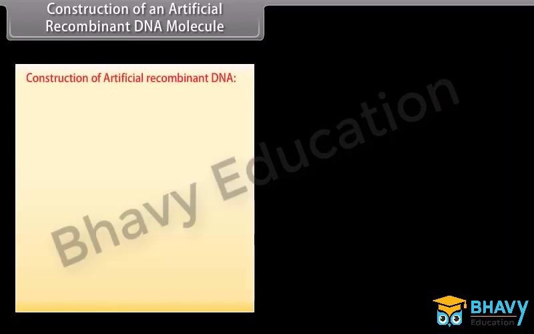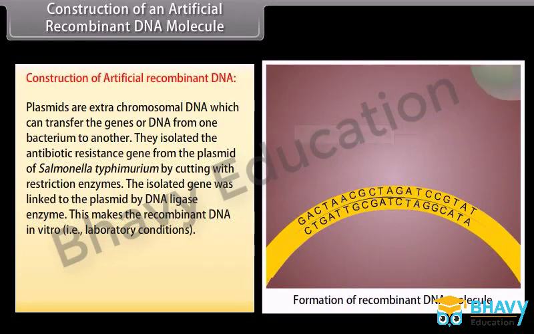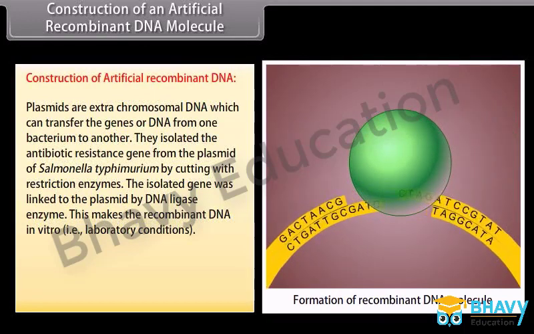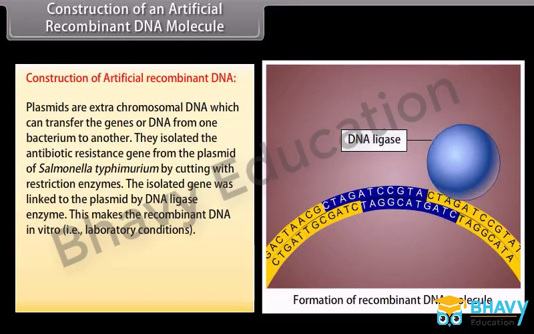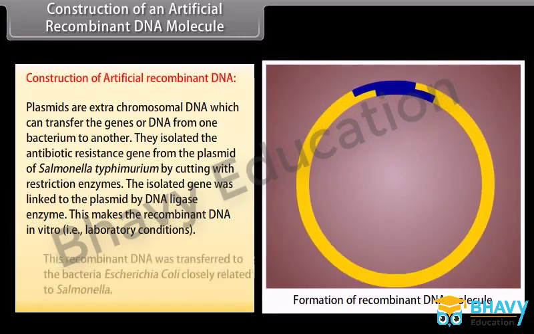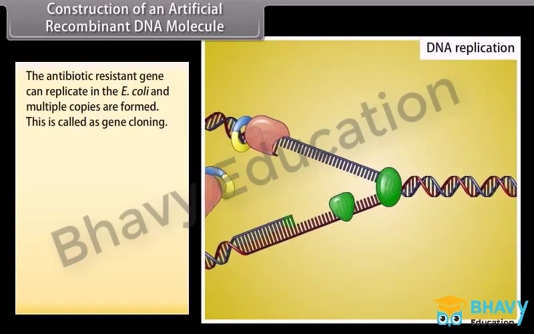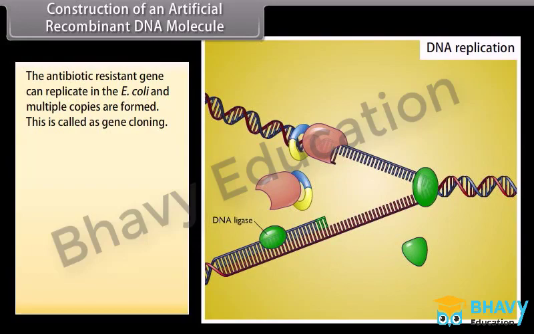Construction of artificial recombinant DNA. Plasmids are extrachromosomal DNA which can transfer the genes or DNA from one bacterium to another. They isolated the antibiotic resistance gene from the plasmid of Salmonella typhimurium by cutting with restriction enzymes. The isolated gene was linked to the plasmid by DNA ligase enzyme. This makes the recombinant DNA in vitro, that is, in laboratory conditions. This recombinant DNA was transferred to the bacteria Escherichia coli, closely related to Salmonella. The antibiotic resistance gene can replicate in the E. coli and multiple copies are formed. This is called gene cloning.